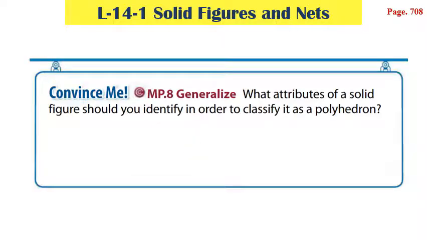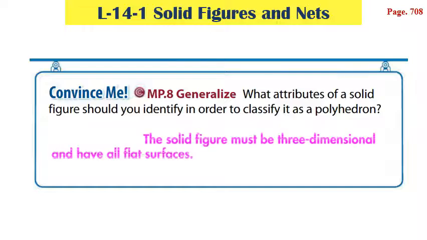All right, dear students. Now tell me the answer for this question. What attributes of a solid figure should you identify in order to classify it as a polyhedron? Very good. The solid figure must be three-dimensional.